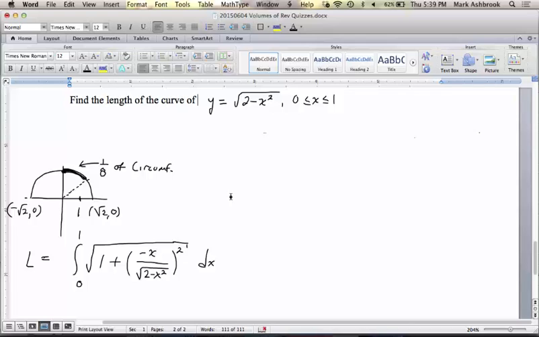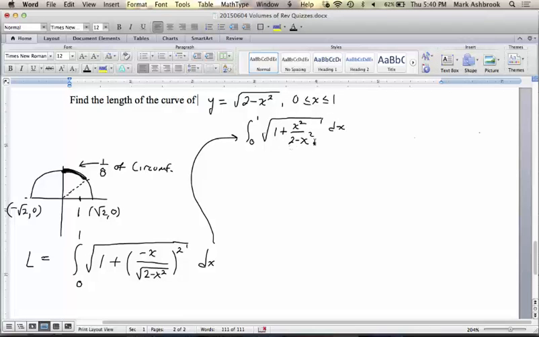Make sense? Okay, so this takes some work. So here we go. Ready? So we're going to have from 0 to 1. We're going to square that first. So 1 plus x squared over 2 minus x squared. Good so far?